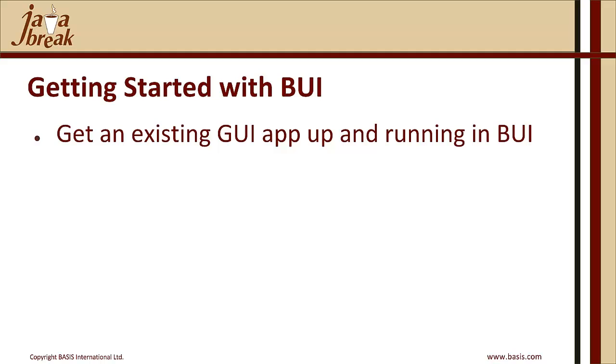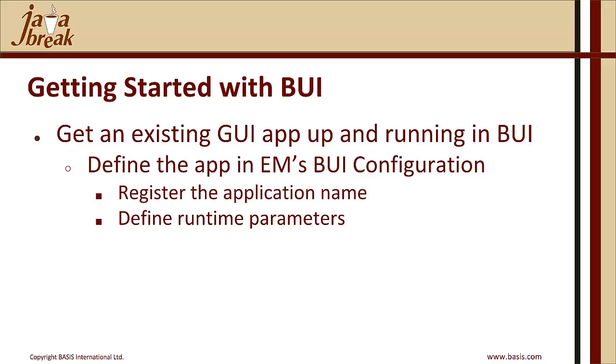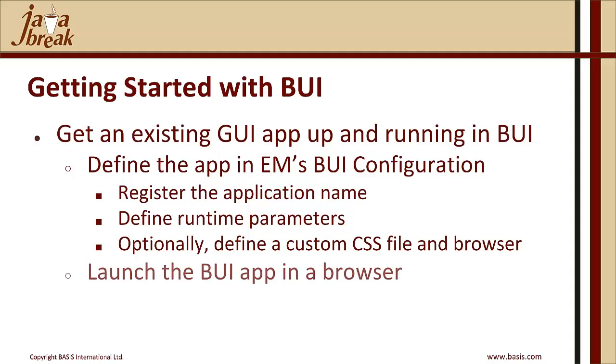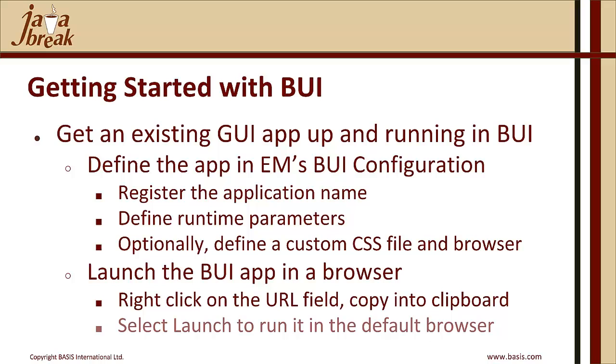Getting your BBJ app running as a BUI web app is a simple matter of spending a few minutes in the Enterprise Manager to register the application, define the runtime parameters, and optionally define a custom CSS file and browser or home screen icon. To launch that BUI app in the browser, right-click on the URL field, copy to a clipboard, select Launch, and run it in the default browser of your choice.